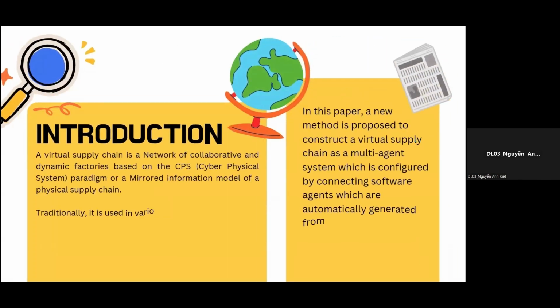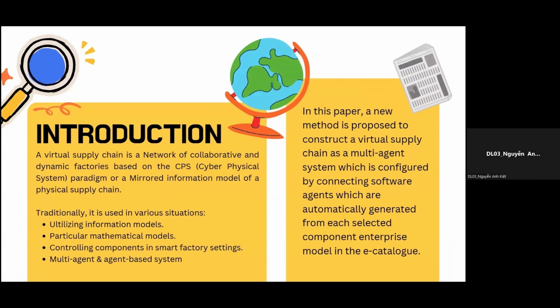In simple words, it's a mirror information model of a physical supply chain and is applied in many circumstances, such as utilizing information and particular mathematical models, a controlling component in a smart factory system, or a multi-agent and agent-based system. And this paper proposed a new method which constructs a virtual supply chain as a multi-agent system, in which software agents from selected component enterprise models are connected.